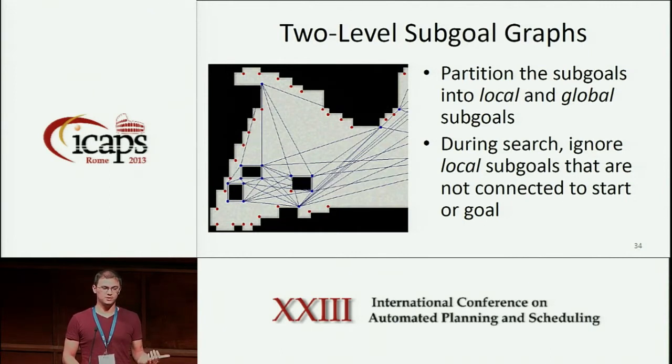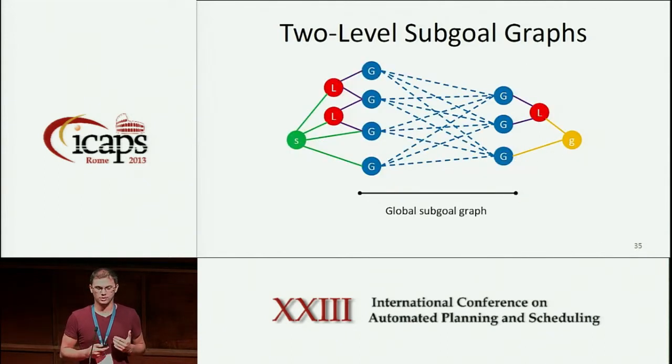And the basic idea is we partition the subgoals into global and local subgoals. The global subgoals are shown in blue, and the local subgoals are the red ones. And during search, we can safely ignore all the local subgoals that are not directly connected to the start or the goal. So here's an abstract representation of the two-level subgoal graphs. The local subgoals are only used to connect to the global subgoal graph. And local subgoals can only appear at the very beginning, or at the very end of the paths.